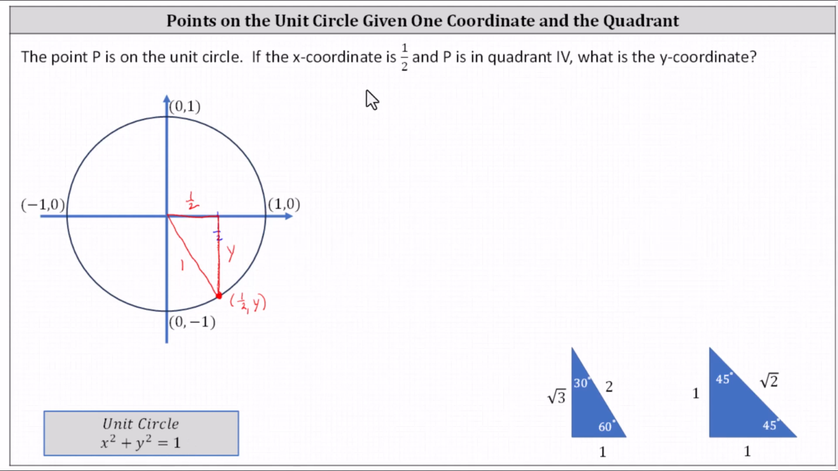This indicates that the square of 1/2 plus y squared must equal 1. And now we'll go ahead and solve for y. First we'll square 1/2. The square of 1/2 is 1/4. Next we'll isolate y squared by subtracting 1/4 on both sides.